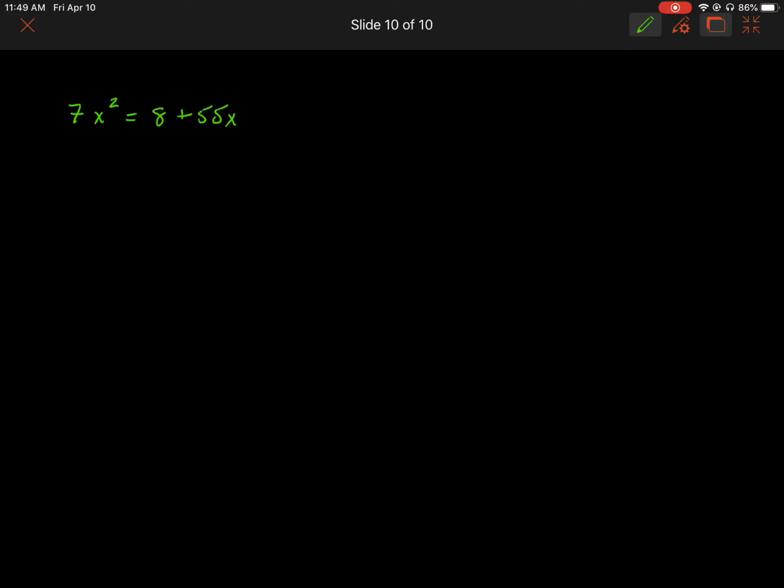Okay, so first things first, I have to get it into standard form, which means I need to move the 8 and the 55x to the left, right, by subtraction. So 7x squared minus 55x, making sure you keep them in the right order, minus 8 equals 0. Only thing left on the right is a 0. Okay. So obviously there is no GCF, so I can't factor anything out GCF-wise. So I'm going to take the 7, multiply it by negative 8, and I get negative 56. So I'm looking for the factors of negative 56 that add up to negative 55, right?